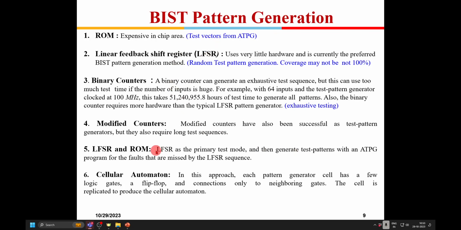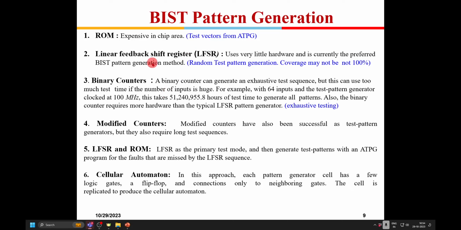So there are several ways of generating the test pattern. First is the ROM. For every circuit, we found out what the test vectors are. We can run an ATPG program, find out the test vectors, and all those test vectors from the ATPG can be stored into a ROM. This is very expensive, because the test vectors might run into thousands, and putting them into a ROM and then picking up one each is not a good solution, because we have better solutions.